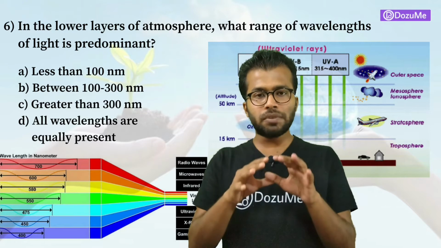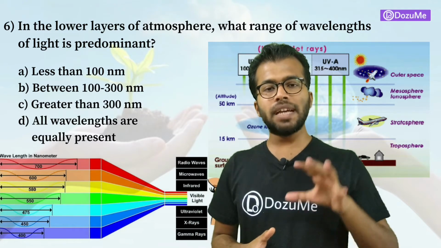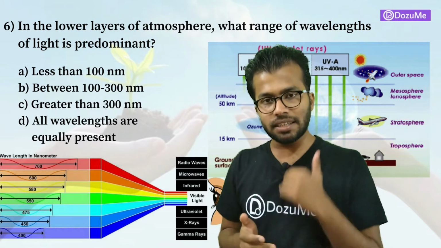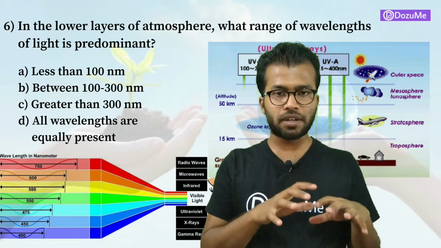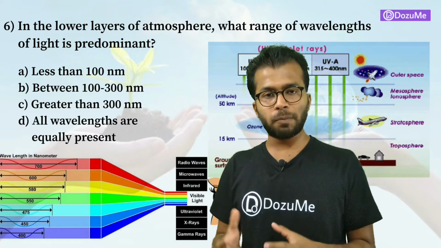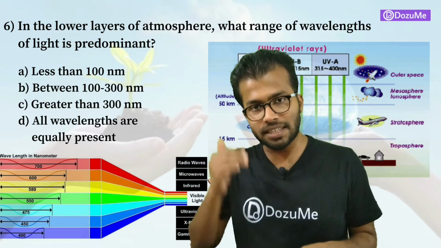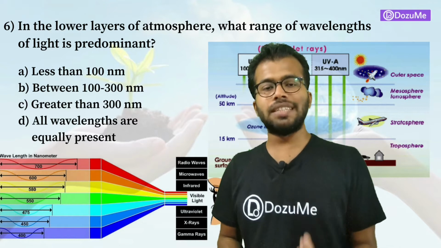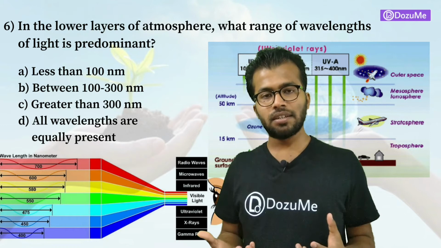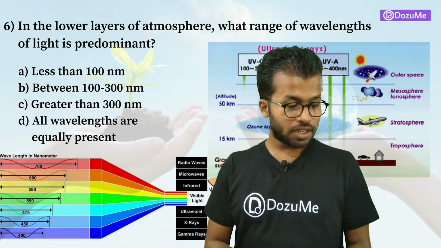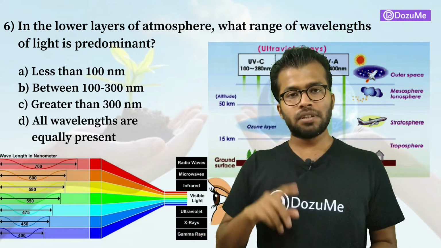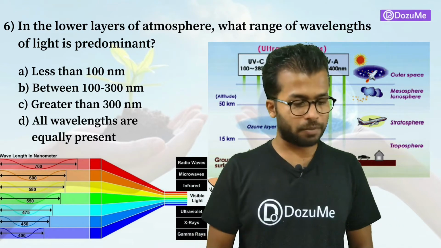And most of the shorter wavelengths are absorbed by the atmosphere itself within 100 kilometers. Wavelengths shorter than 100 nanometers are absorbed by the top atmosphere, and those up to 600 nanometers are absorbed by the troposphere. But those lesser than 600 nanometers and larger than 300 nanometers can't be absorbed, so they reflect and we can see the colors. So option C will be the answer, greater than 300 nanometers, but always remember not larger than 600 nanometers.